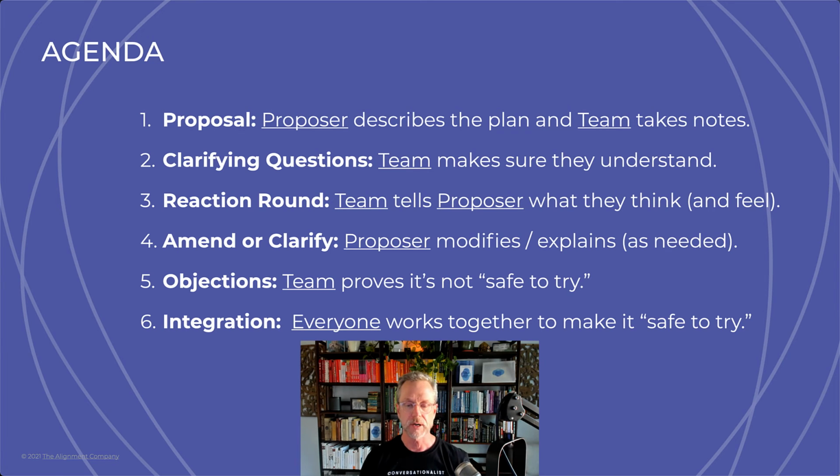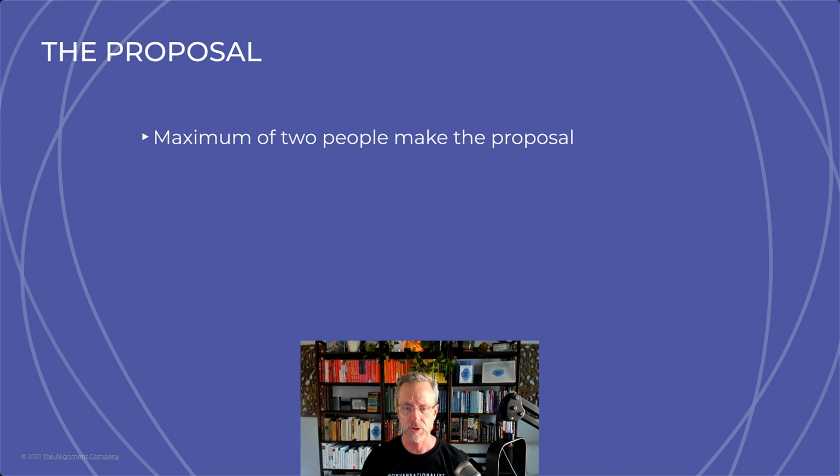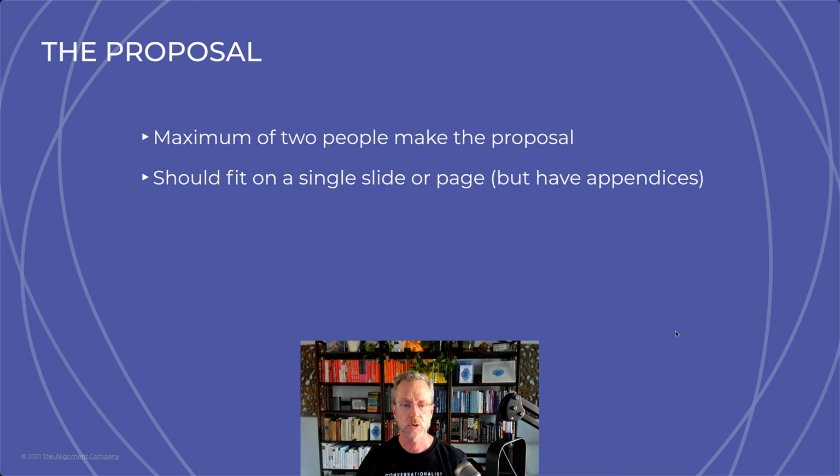And then finally, we have an integration round where everybody works together to overcome an objection. So if there is a material objection, we ask ourselves, what could make this better? What could make this safe to try? So some best practices on proposals. 1, we want a maximum of 2 people to be the proposer and to make the proposal. 2, the proposal needs to fit into a single slide or a single page. It's okay to have ancillary material and appendices, but we want it to be concise and to the point. We want it to include why we're doing this, what's the tension, what's the opportunity, how we're going to do it, and what needs to be committed to do it, to give everybody as clear a picture as possible about what the proposal is.